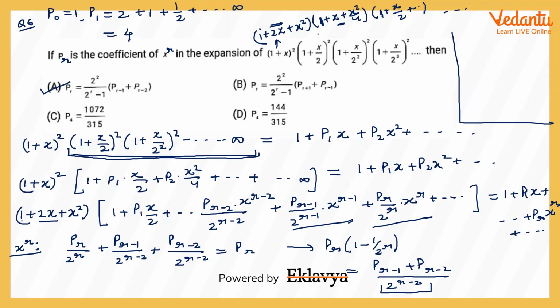Now using this result in option A, we can find P2, which will be 4 upon 2 power 2 minus 1, that is 3, and here it will be 1 plus 4. So we will get here 5 into 4, 20 by 3. Using this we can find P3. P3 will be 4 upon 7 into 4 plus 20 by 3. So 4 into 3 is 12, 12 plus 20 is 32, 32 into 4 is 128 upon 21. So this is the value of P3.